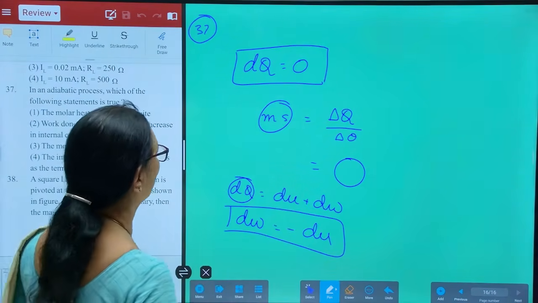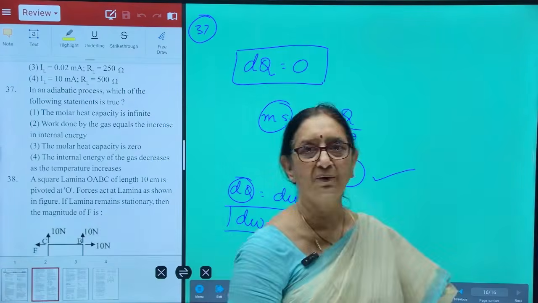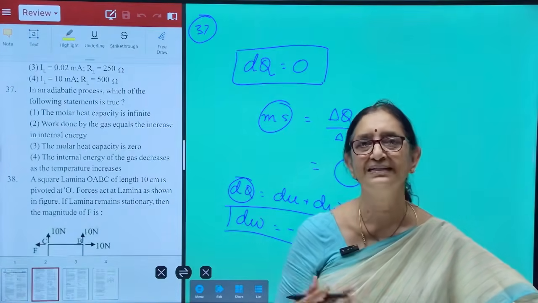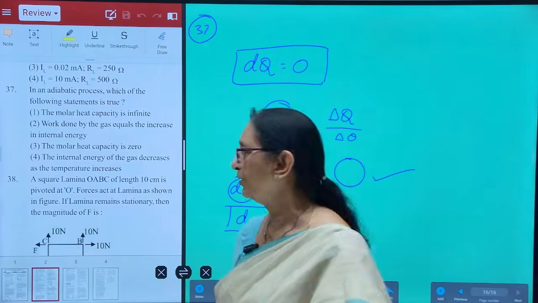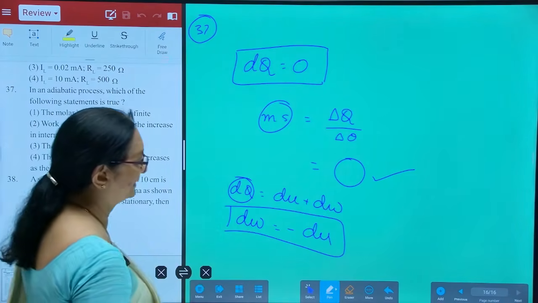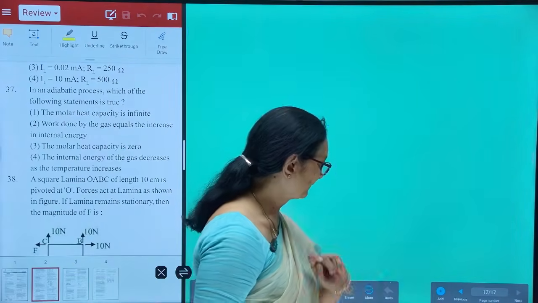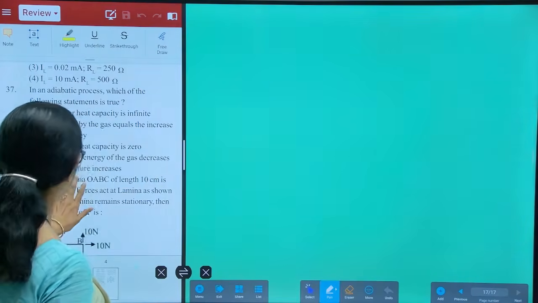And look at the third option. Molar heat capacity is 0. That is perfect because dq is 0, heat supplied to the system is 0. So, the molar heat capacity of the system also becomes equal to 0. So, the third option is true for the 37th question. Now, let us move on to question number 38.